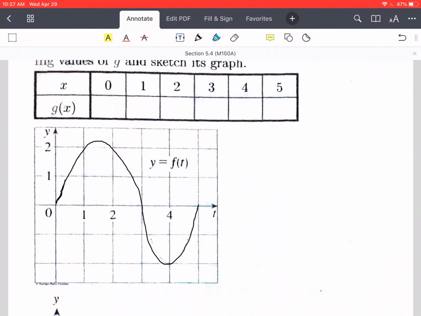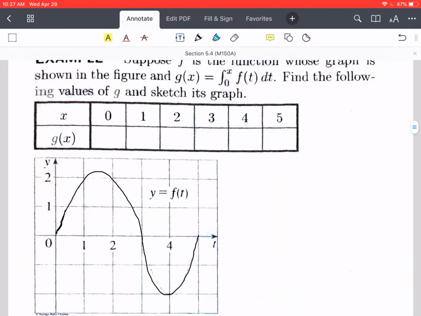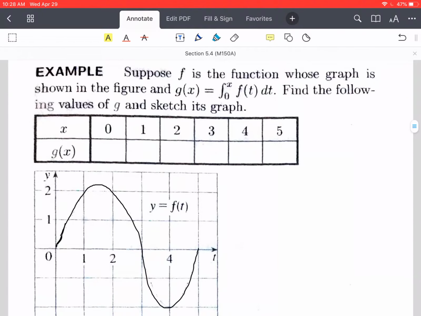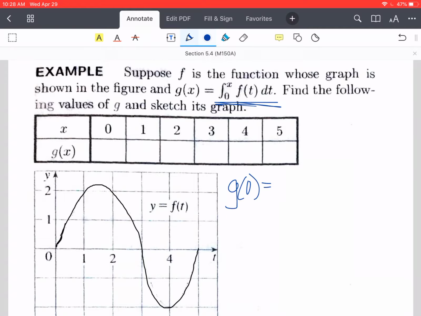So we have our curve, and we want to find the corresponding values of g and sketch the graph. So we're looking for g of 0, g of 1, g of 2, 3, 4, and 5. So let's start off with g of 0. So the function g, again, is defined by this integral. So this is the integral from 0 to 0 of f of t dt. And the integral from a number to itself contains no area. So this is just going to be 0, which of course just gives us the point 0, 0. So that's going to be a point on the graph of g.